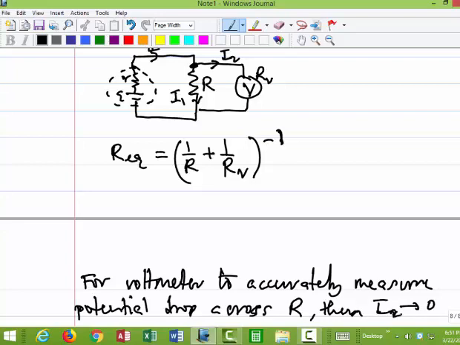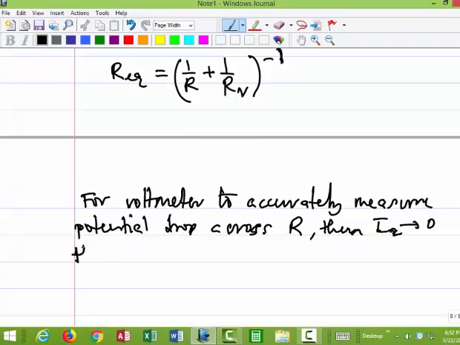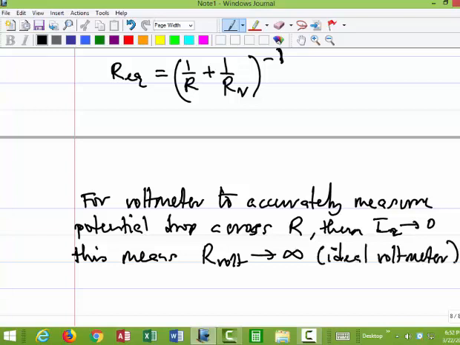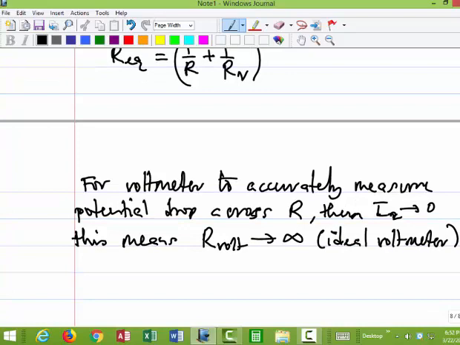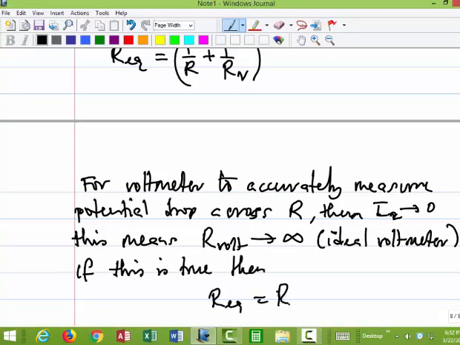So the current I2 going through that branch must be very small. This means that R volt must approach infinity. So it has to have a very large resistance, so that it prevents the current I2 from going through it. And if all that is true, this will be for an ideal voltmeter. If all that is true, then we can say R equivalent is just equal to R, the resistor.